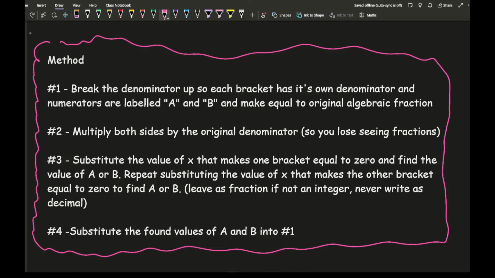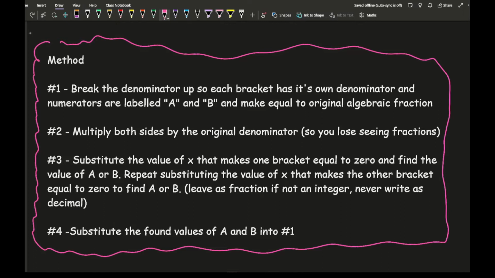So the second step is we're going to multiply both sides by the original denominator, and you should therefore lose sight of any fractions. It should just be a normal expression or equation that we need to solve. The third step is to substitute the value of x that makes one bracket equal to 0 and find the value of A or B, and then we repeat the process using the value that makes the other bracket equal to 0 to find the other respective A or B value.